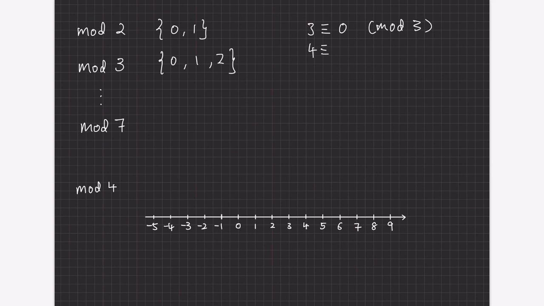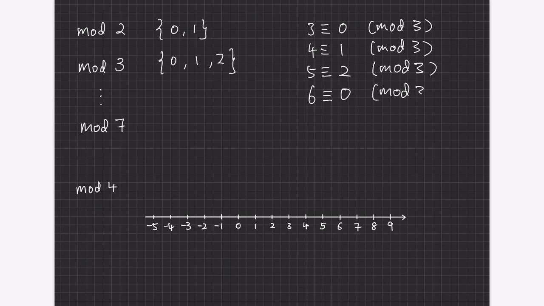Alright, so 4 is congruent to 1 mod 3, 5 is congruent to 2 mod 3, and when you get up to 6, the same thing is going to happen. It goes back to 0, because both 6 and 0 give you the same remainder when you divide by 3. Of course, you could still raise it further and say 6 is congruent to 3, following from 5 congruent to 2 mod 3, but that would be unnecessary, for lack of a better word.